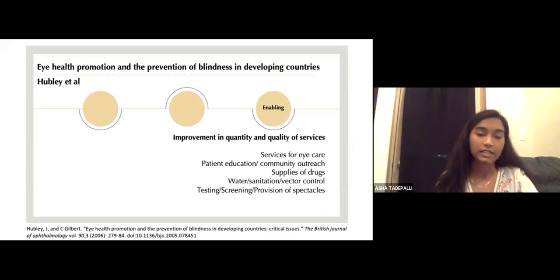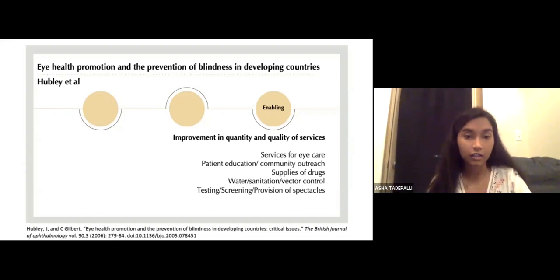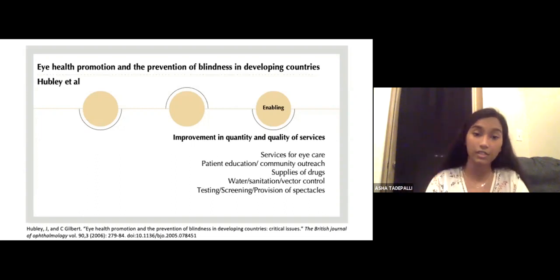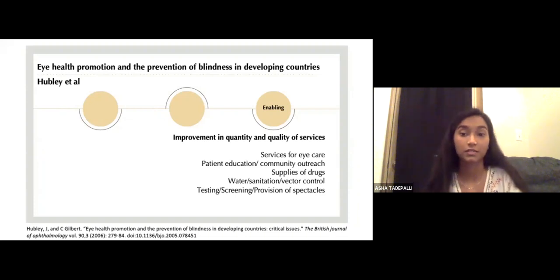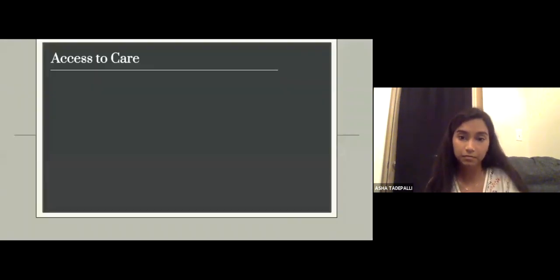So this is more directed at the systems providing the care itself. So improvement in quantity or quality of services, services of eye care, patient education and community outreach, which we'll touch on later, supplies of drugs, water, sanitation, and vector control, and then testing, screening, and provision of spectacles.